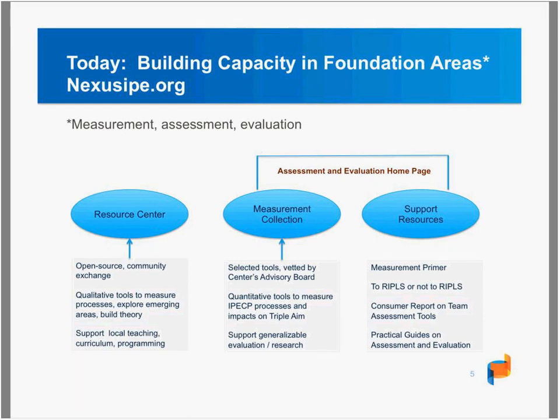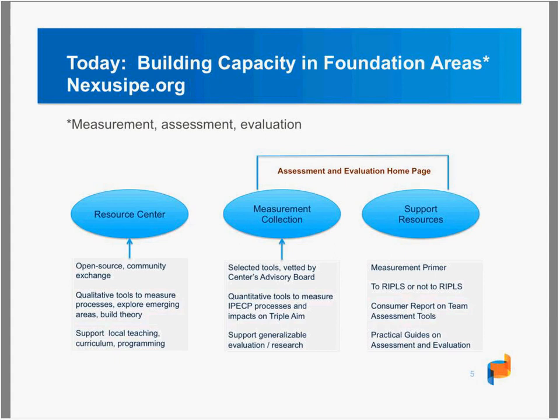So it's referring to the simultaneous pursuit of improving the patient experience of care, improving the health of populations, and reducing the per capita cost of healthcare, so the triple aim. That's very important with what we have focused on in the measurement collection. And then finally, these tools will support, with the intent to support, generalizable evaluation and research.